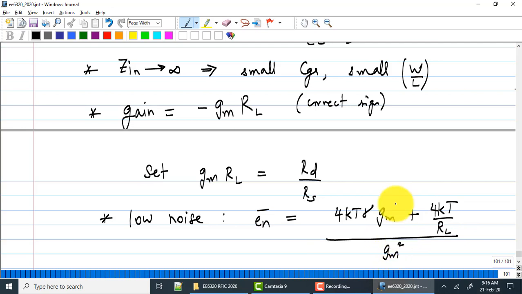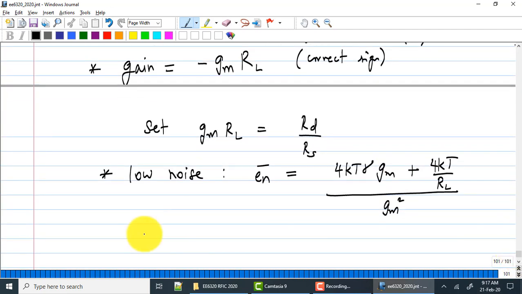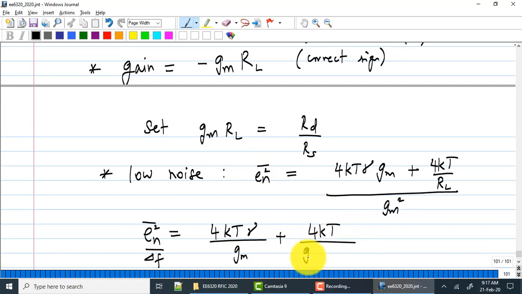Now, you should be writing this from memory. I hope I don't have to write this because we have done this several times in the analog ICs course, right? Everybody remembers this? How many of you do not remember this? Good. Okay. So En squared over delta f is 4 kT gamma by gm plus 4 kT by RL. What is the other condition now?